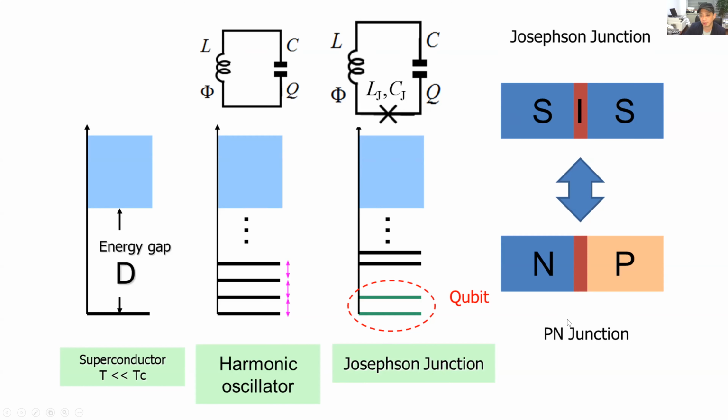It's quite similar to the semiconductor PN junction, which is just a nonlinear element in the whole circuit. The Josephson junction is also a nonlinear element in such a system. If we introduce such a nonlinear element like a Josephson junction, then we naturally form unequally spaced energy levels, and we can choose two of them as a qubit. So we obtain a qubit system.